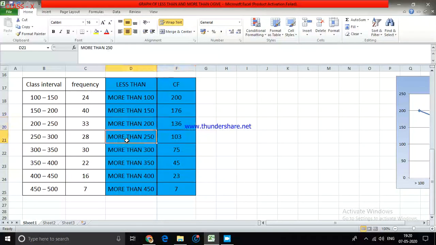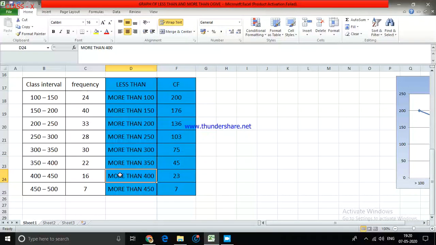If you add more than 250, then starting from 28 till 7, all these numbers you have to add. So that sum will come as 107. And more than 300 means you have to add all these numbers. So that will come as 75. Then more than 350, just add all these three numbers, that will come 45.